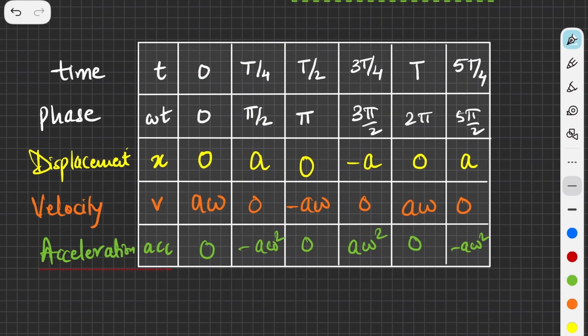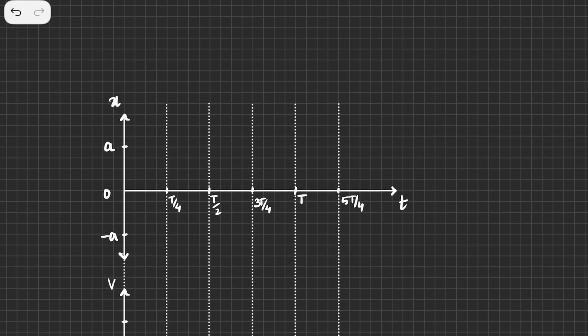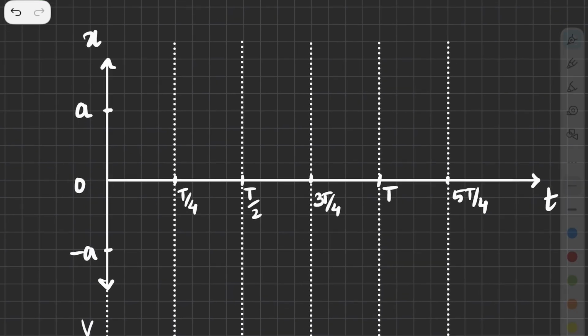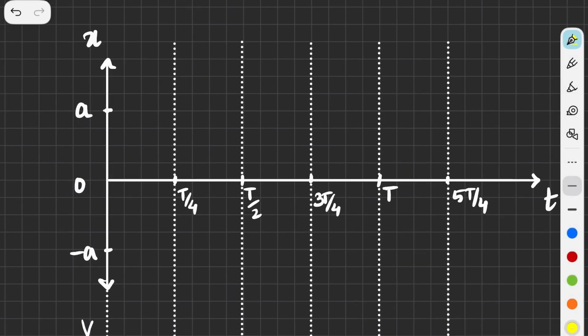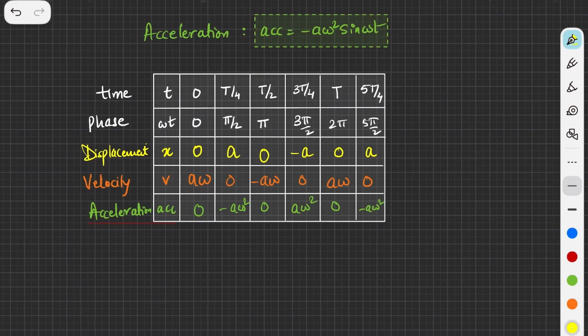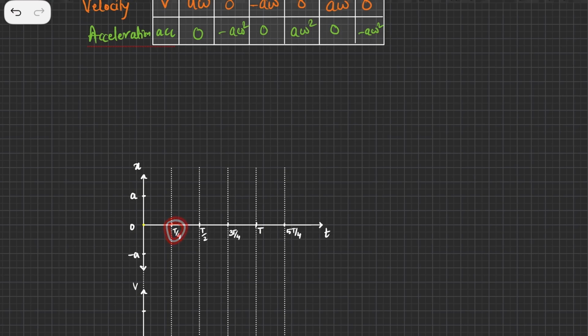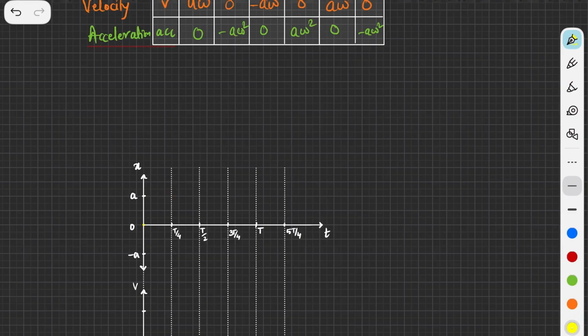I see that the displacement is 0 when time is 0. So 0 comma 0 is my first point. Now next is t by 4 comma a. So time is t by 4 and the displacement is a. The next point will be here, so I would get something like this.